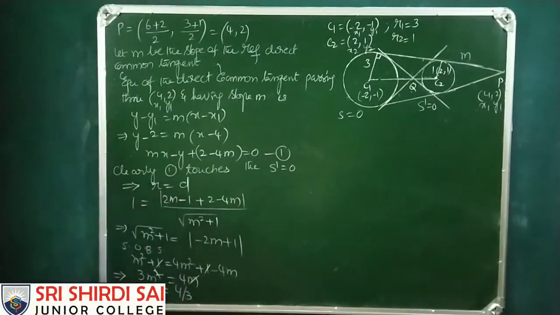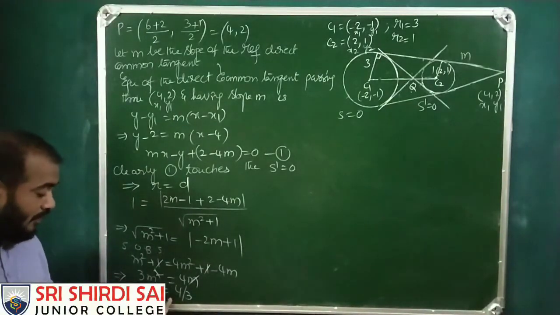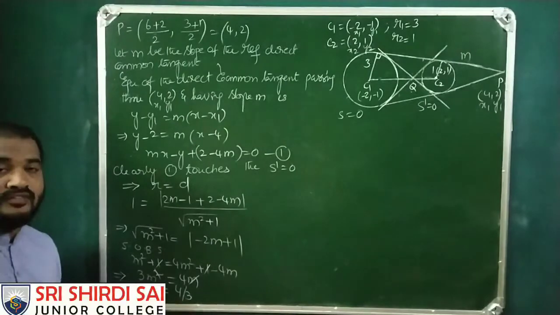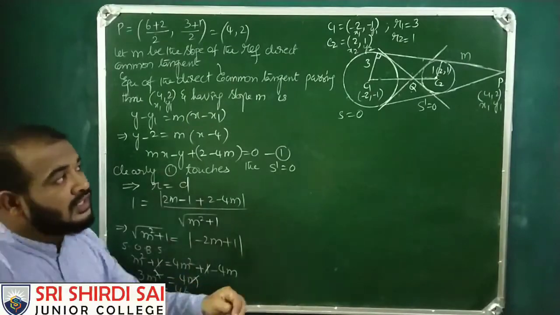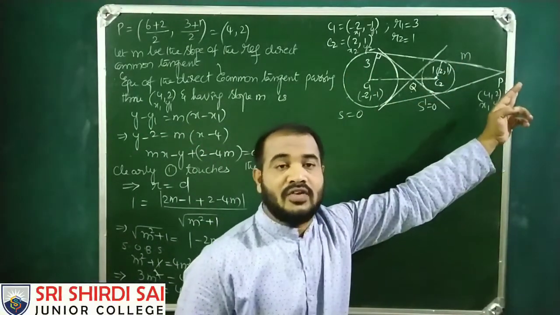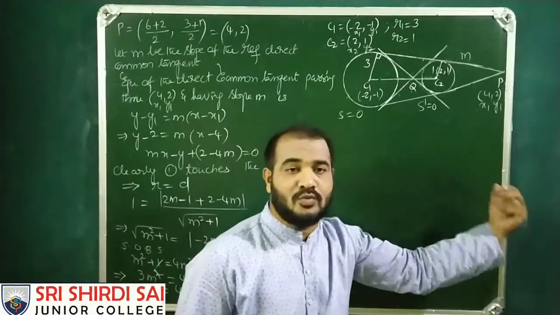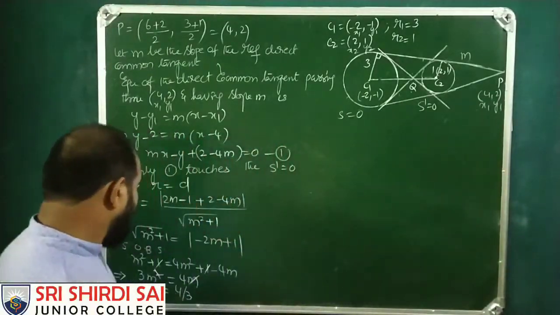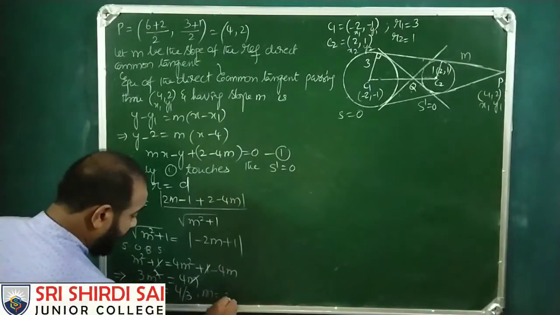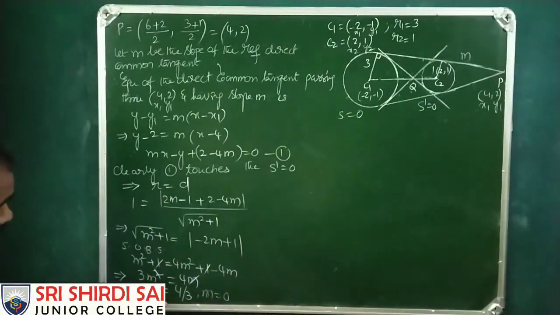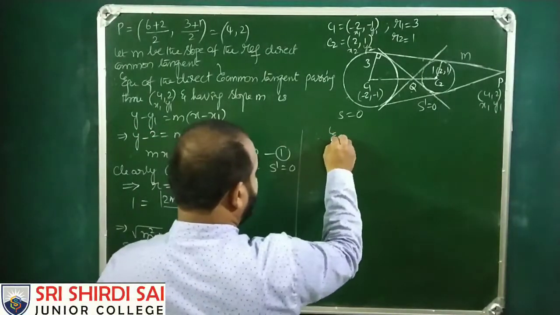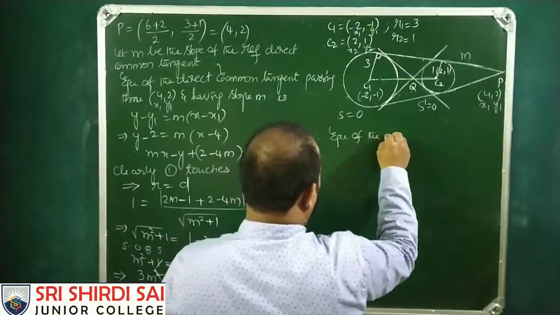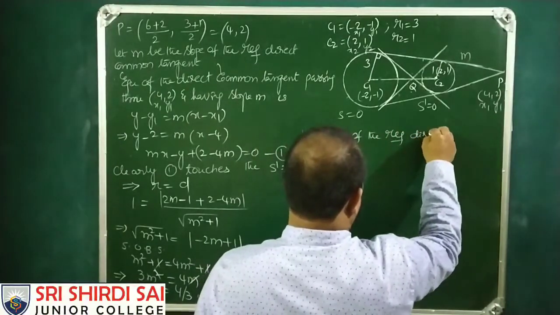Can you imagine why we get the slope m equals 4 by 3? What is the slope of the other line? Since it is a quadratic equation in terms of m, it should have two slopes, because according to the diagram and the relative position of the two circles, we are getting two direct common tangents. Therefore m should also be 0, since for the other tangent the slope is equal to 0. Therefore the equations of the required direct common tangents.